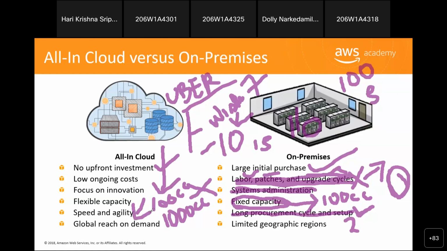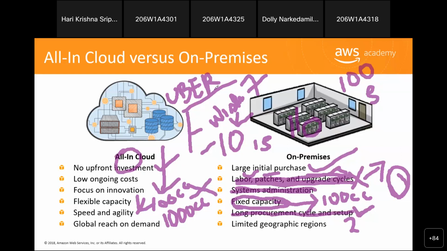For this, you can take the best example as IPL. When a match is happening, we can engage 100 servers at a time, and we can disengage 100 servers at a time. Scaling up or scaling down is very easy in terms of speed and agility from cloud. Whereas here it is a very, very long procurement cycle process.